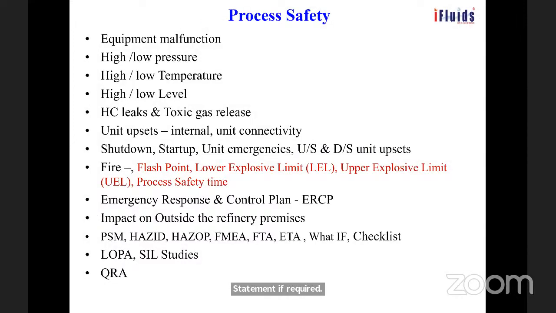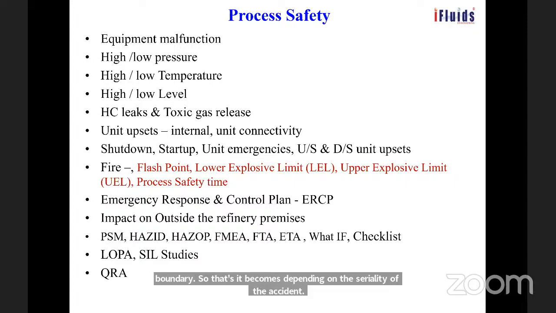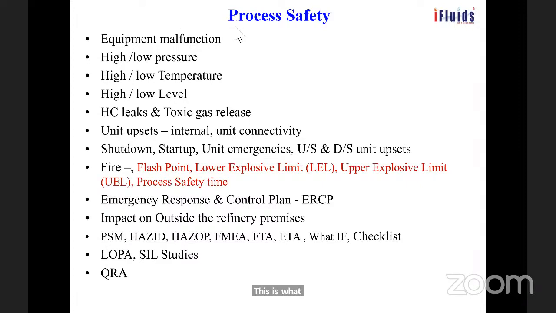Under process safety, you have equipment malfunction, high or low pressure, because these are all process safety. Why is it important? Because if some accident happens due to process safety, then the damage will be very severe. It is not only to the individual, the plant can get affected, or it may affect the nearby plants, or it may affect outside the boundary. Depending on the severity of the accident, this is all quite possible. That is why it is given very high importance. And this is basically pertaining to the process or operation and maintenance, we can say.